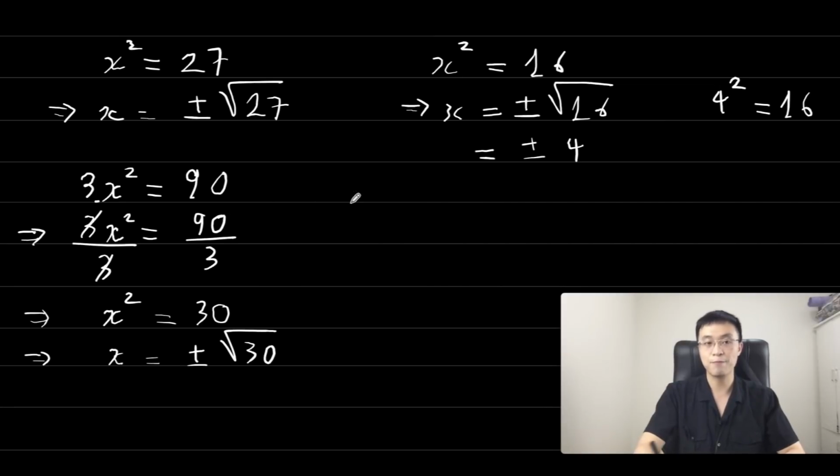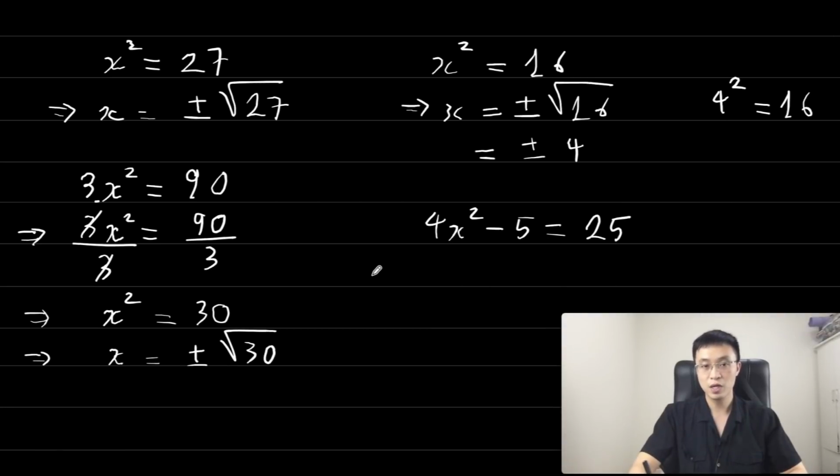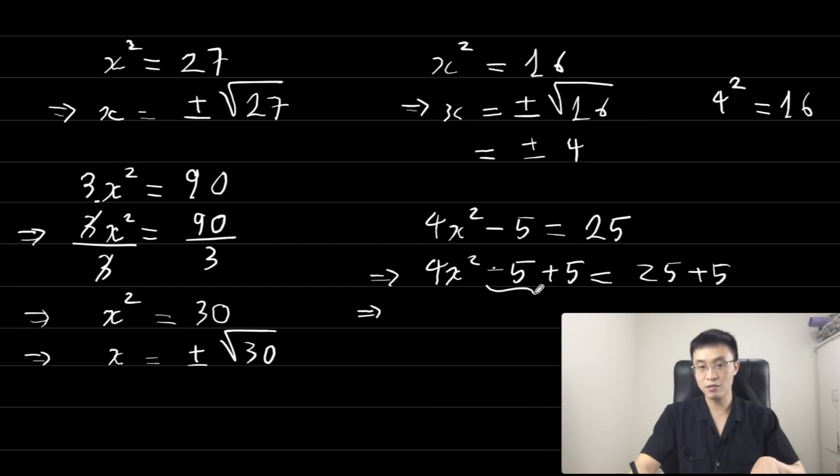That's very easy, right? And now a little bit harder. I have 4x squared minus 5 equal to 25. So how can you solve this one? The first step, I still want to isolate x squared on one side of the equation, so I will add 5 to both sides. Negative 5 plus 5 equals 0, so we have 4x squared only. On the right-hand side, 25 plus 5 gives the result 30.